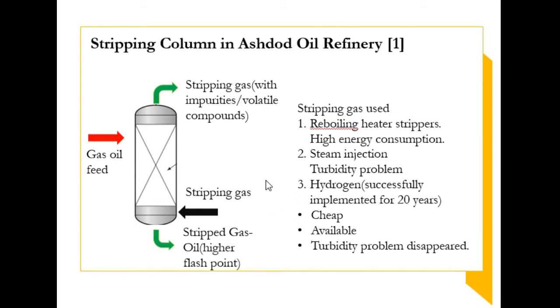Initially, when Ashdod oil refinery was running, both strippers started out using reboiling heater strippers, but in order to save energy, they adapted steam injection. However, this caused turbidity problems. Therefore, it was decided to replace steam with hydrogen. Hydrogen was chosen because it was available, cheap, and the turbidity problem disappeared. Ashdod successfully ran it for about 20 years.